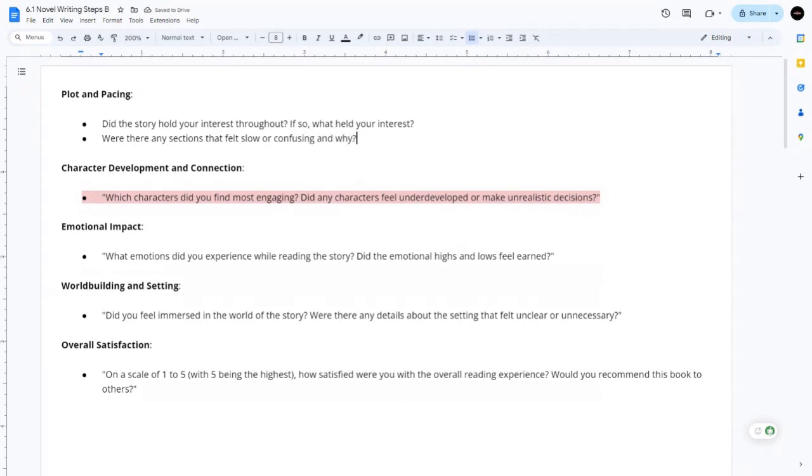But the NY, or you could be like, how, what sections felt slow? Oh yeah. Why is the better one? All right, moving forward. Another category is character development and connection.